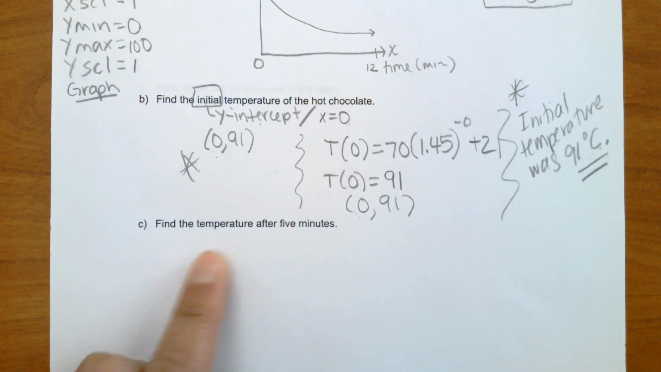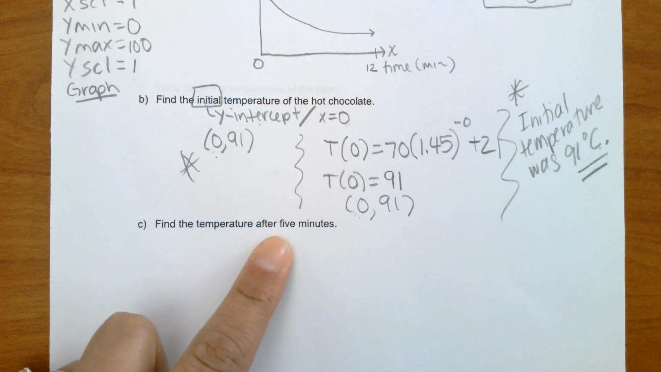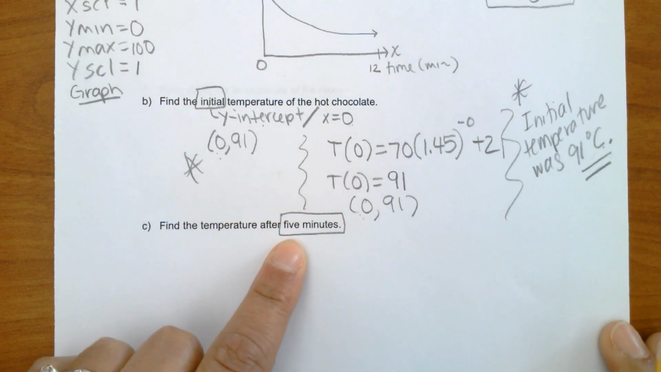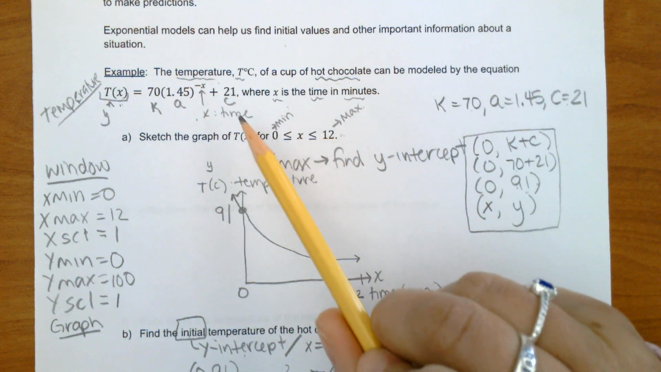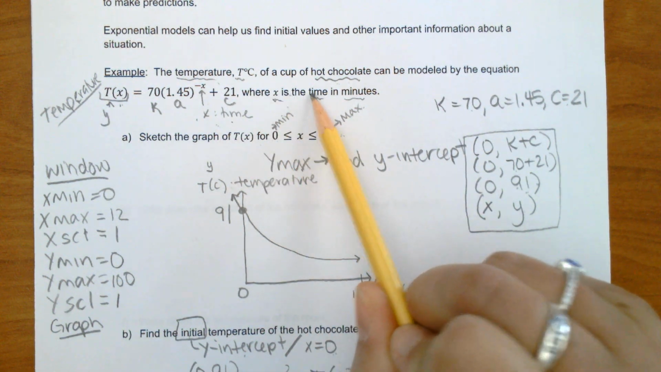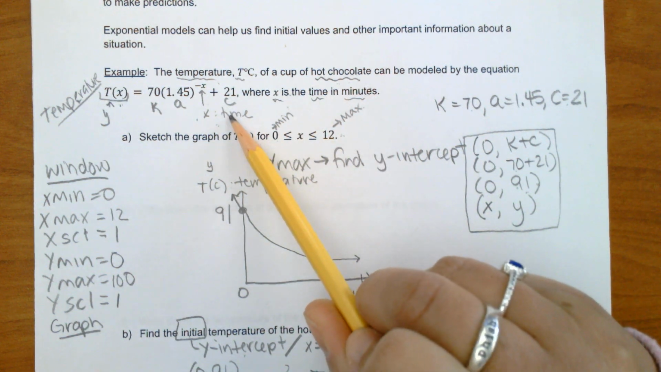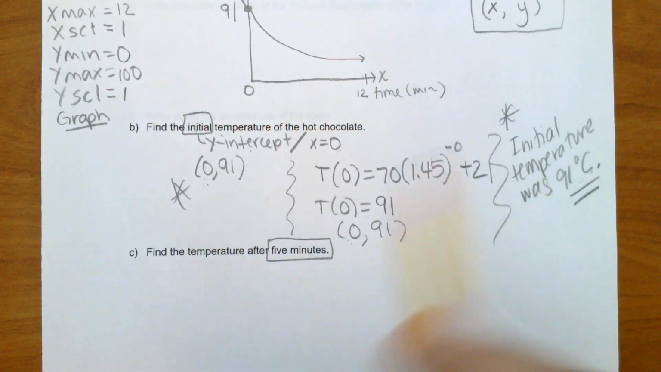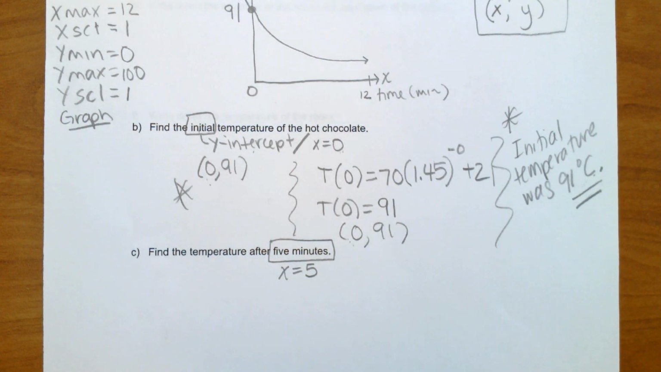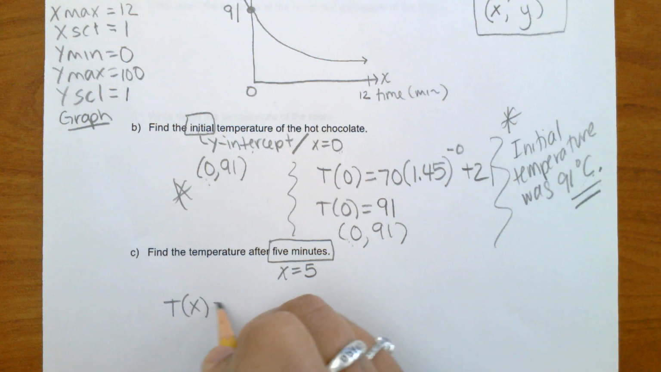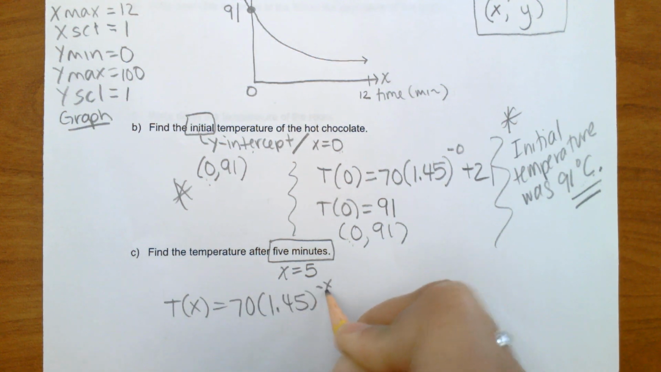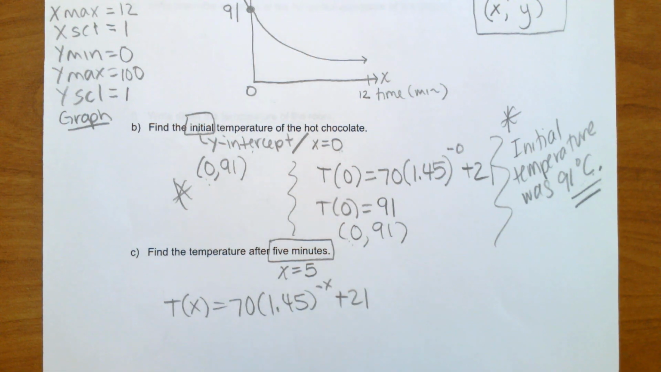Find the temperature after 5 minutes. Okay, so this one, they're giving you minutes. What's minutes? Minutes is x. X is time. X is time in minutes. So they're giving us the x. So you're absolutely right in your thinking. Right now they're giving us an x value. X is 5. So what they're going to want us to do is they're going to want us to take the original equation and, yes, substitute our x in.